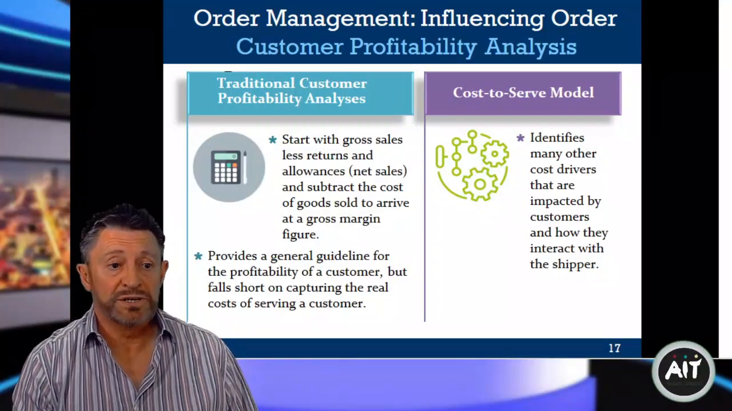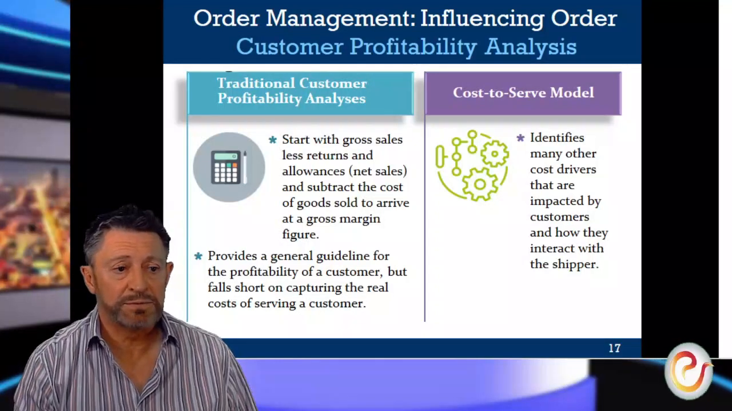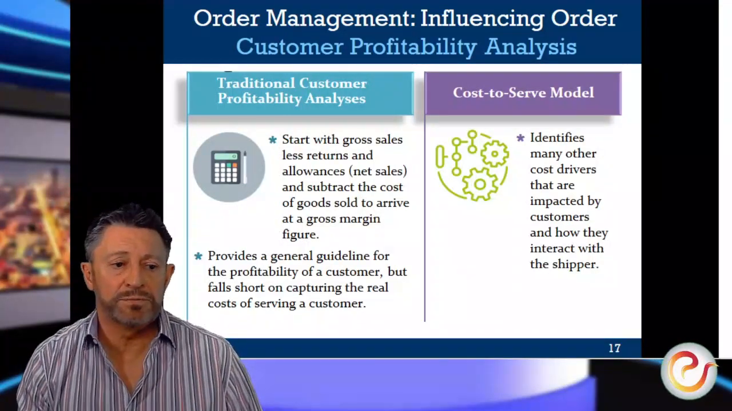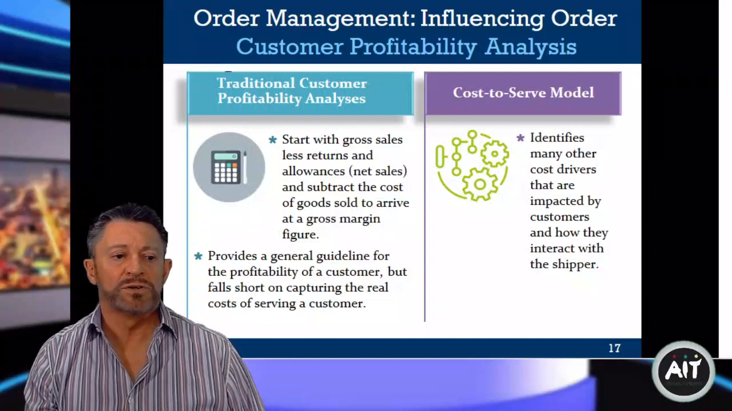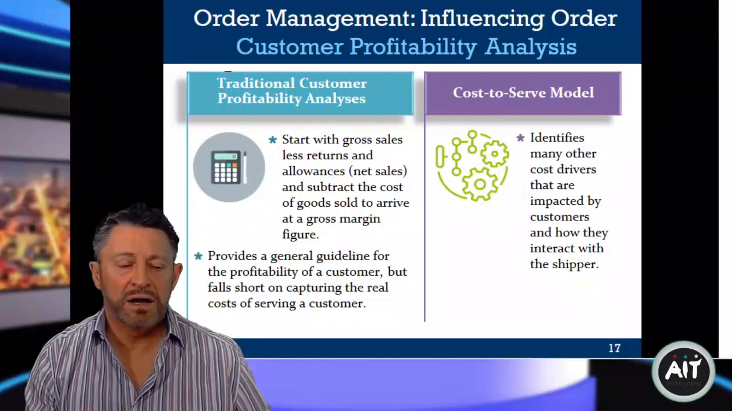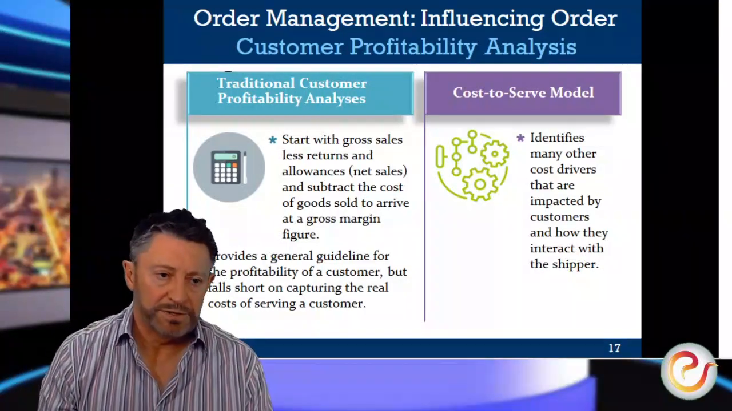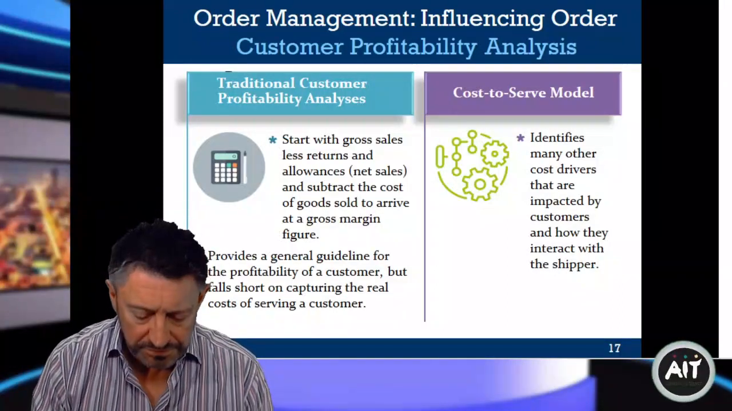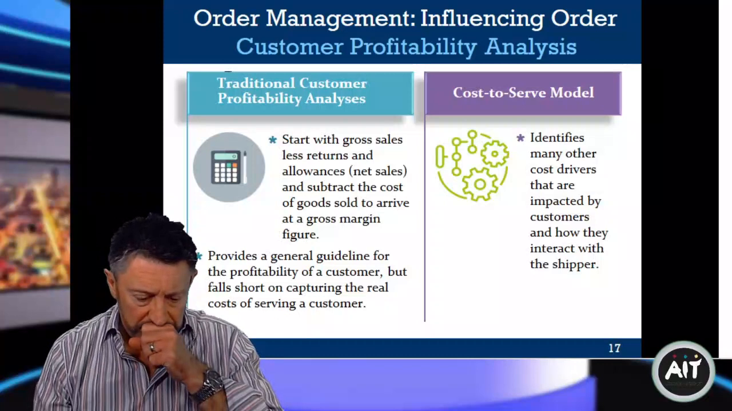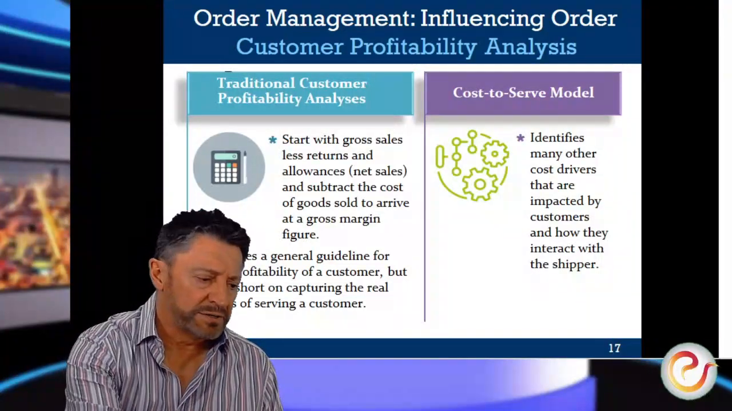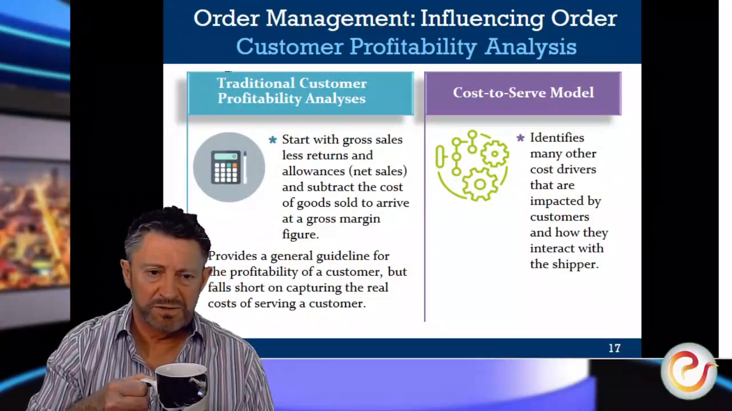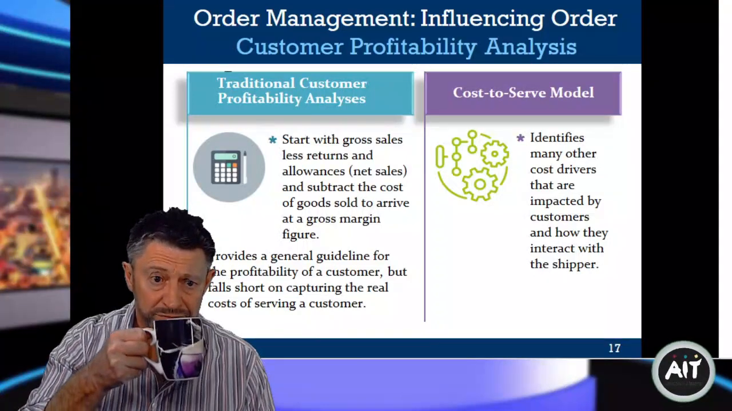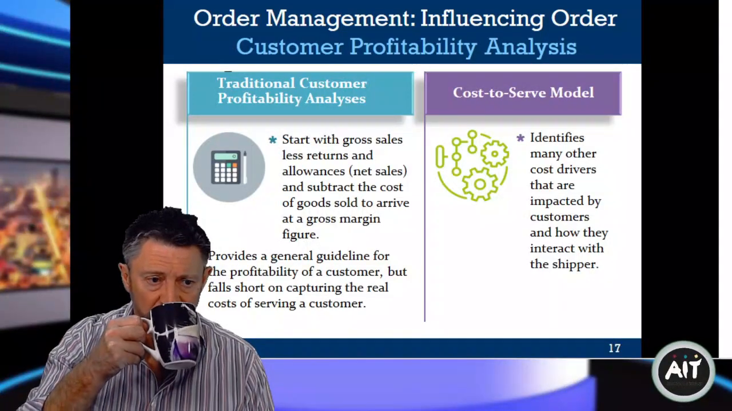It starts with gross sales, less returns, allowances, net sales, and so on, which provides a general guideline for the profitability of a customer, but falls short of capturing the real cost of serving. And that's where the problem lies. And unfortunately, too much stuff can get buried into the cost of sales or cost of goods sold. And it requires a hell of a lot of forensic investigation to find out, well, how much did it really cost to sell that product to a particular customer.